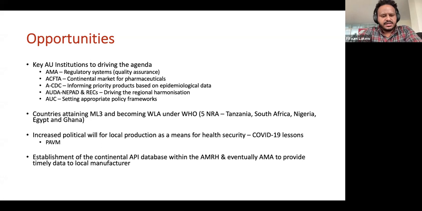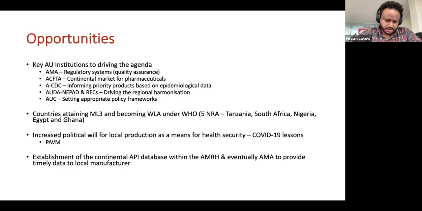The other opportunities are that few countries now are attaining maturity level 3 in terms of becoming a WHO listed authority. So far, we have 5 national regulatory agencies in Tanzania, South Africa, Nigeria, Egypt, and Ghana. There is also an increased political will for local production, and this came as a result of the COVID-19 lessons.